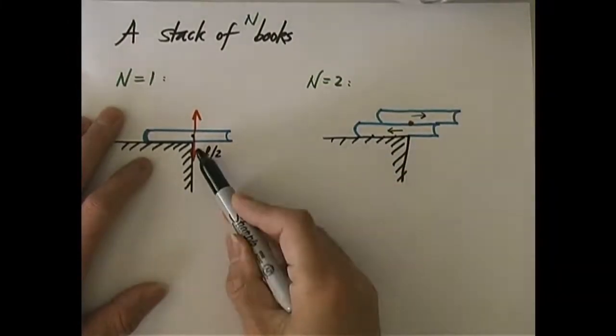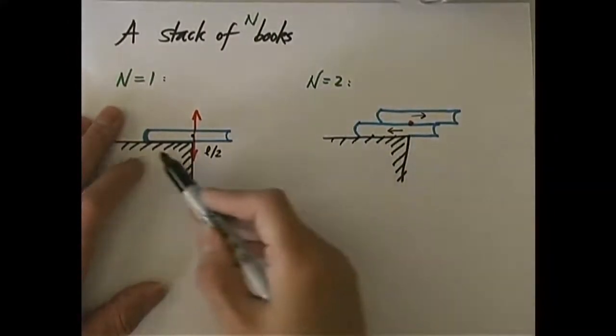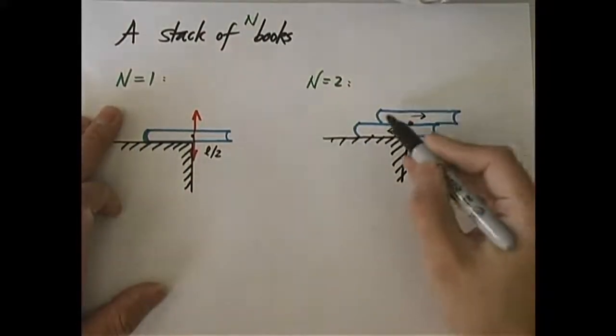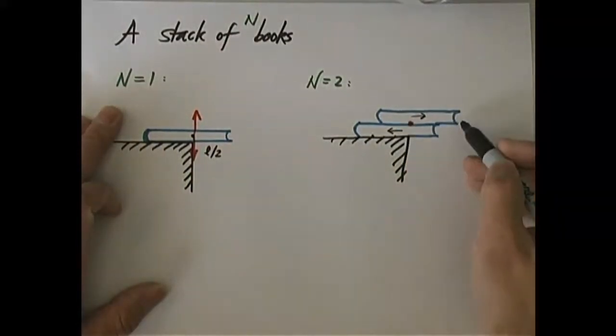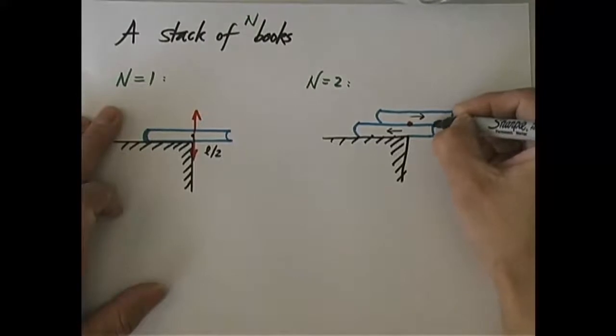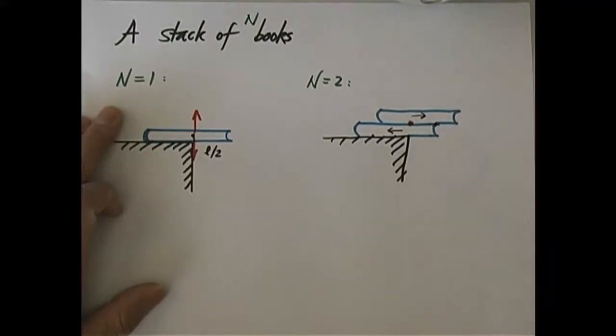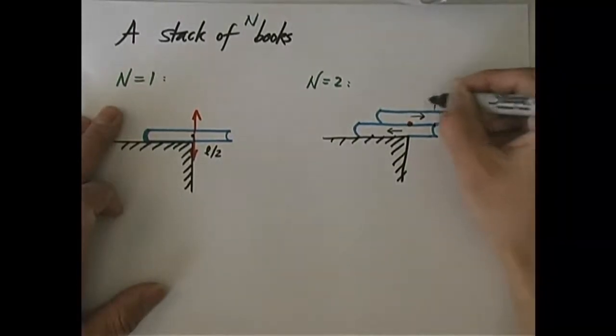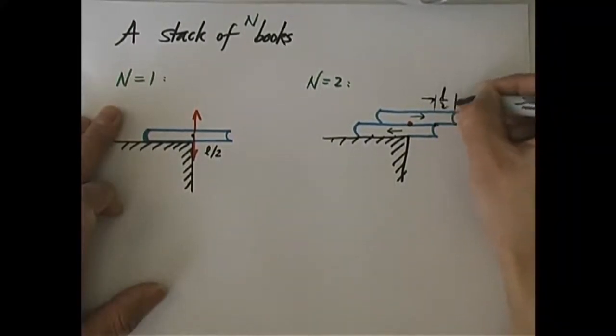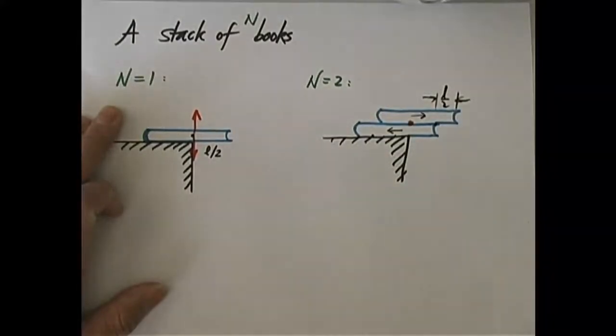And that's just like that situation, right? The second book now acts as if it were the edge of a table. For the first book to maintain equilibrium, you want to make sure that this supporting point is at the center of mass of the first book. So as far as the first book is concerned, this overhang is no further than L over 2, just like that.